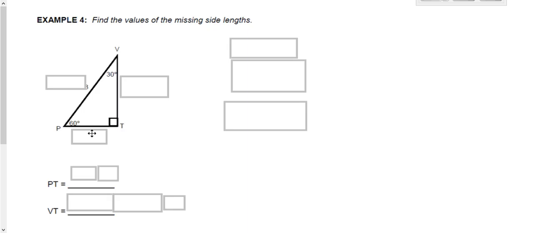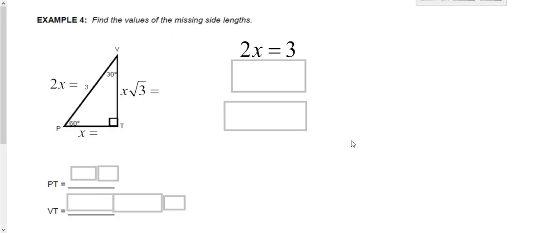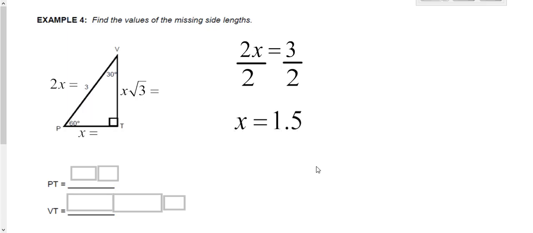Okay, across from the 30 is our x side. Opposite the 60 is our x times the square root of 3 side. And then the hypotenuse is our 2x, and it equals the little tiny 3 there. So there's our equation we're going to solve. 2x equals 3. Divide by 2, and we get x equals 1.5.